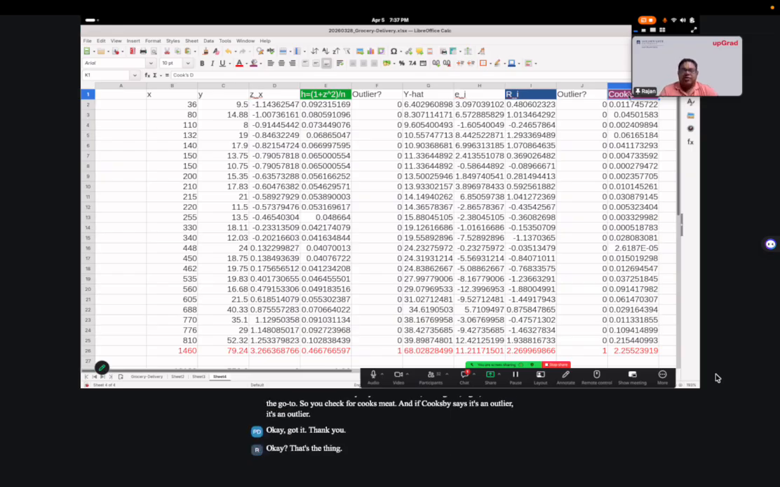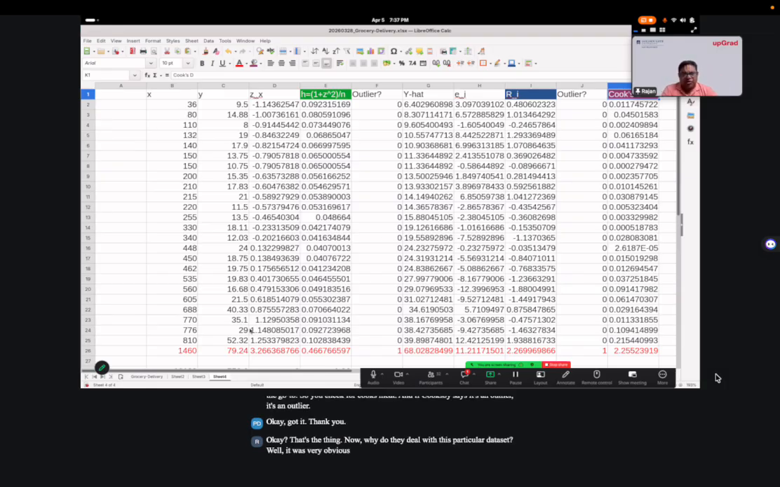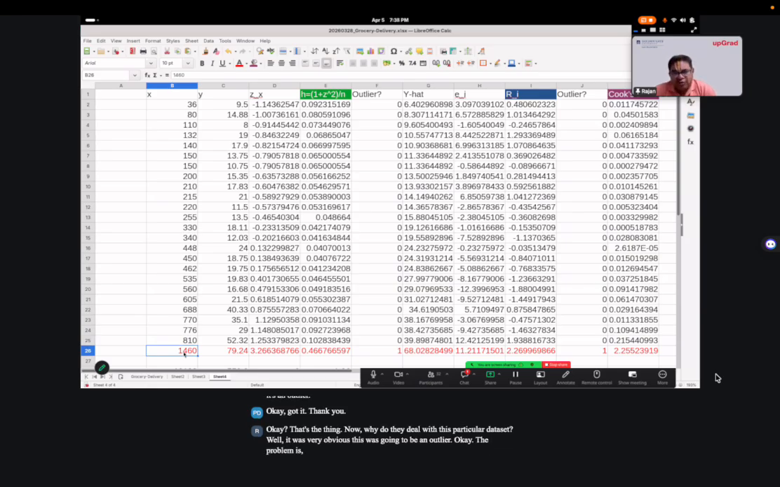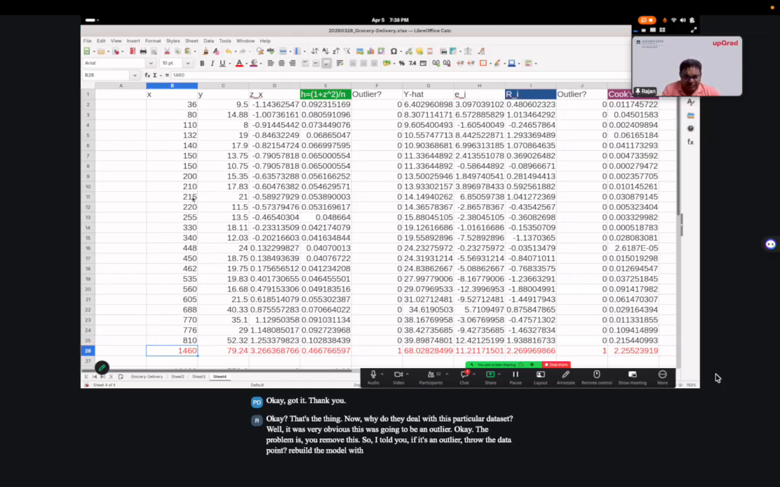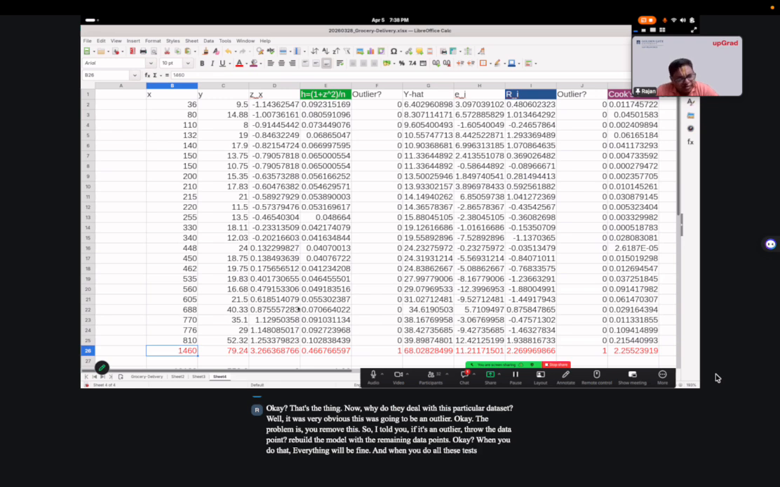Yeah, sure. Now, why did I deal with this particular data set? It was very obvious this is going to be an outlier. The problem is when you remove this, as I told you, if it's an outlier, throw the data point and rebuild the model with the remaining data points. When you do that and run all these tests for assumptions, everything will be fine. And finally, when you come to outlier testing, you will find one data point as an outlier again. So you remove that also.